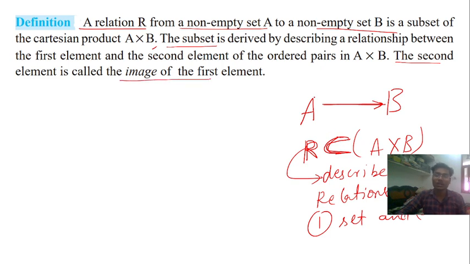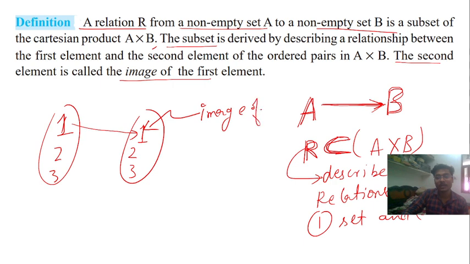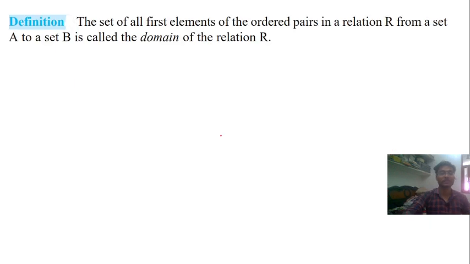As I already told you, when you look at A and the arrow where A will fire, that point will be the image of the first element. So here 1, 2, 3, and if you fire here 1, 2, 3, so this one is the image of this. The second element will be the image of the first element. So this word image you will have to take only from the set B or the preceding set.